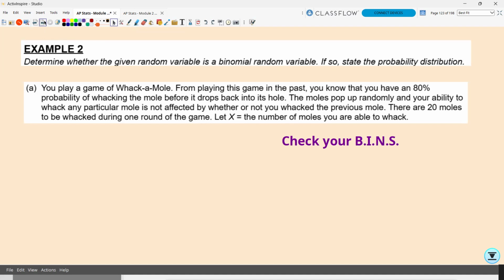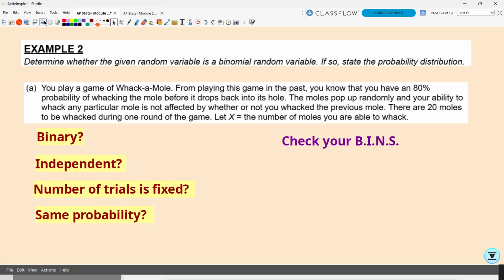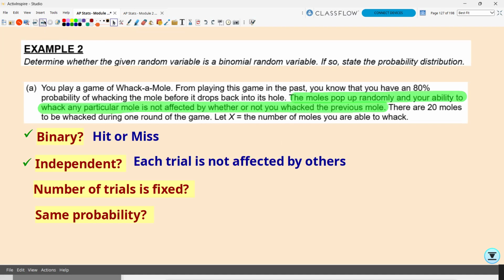So let's check our bins. Binary, independent, fixed number of trials, same probability. Is it binary? Well, you either hit or miss, so that checks. Is it independent? If you look closely, the moles pop up randomly, and your ability to whack any particular mole is not affected by whether or not you whack the previous mole. So they are independent. Is the number of trials fixed? Yes, we have 20 moles to be whacked. Is the probability going to be the same each time? Looks like it, 80% probability. So we have ourselves a binomial situation.